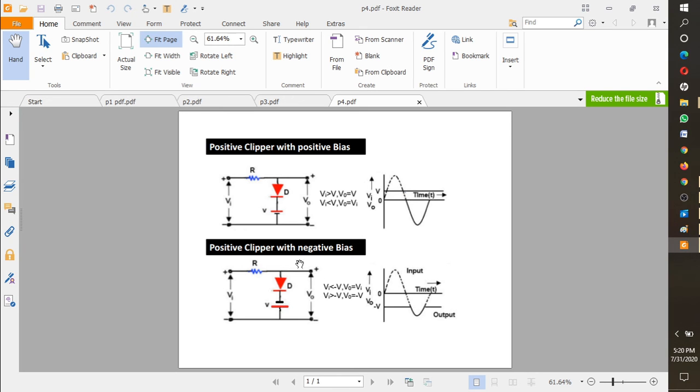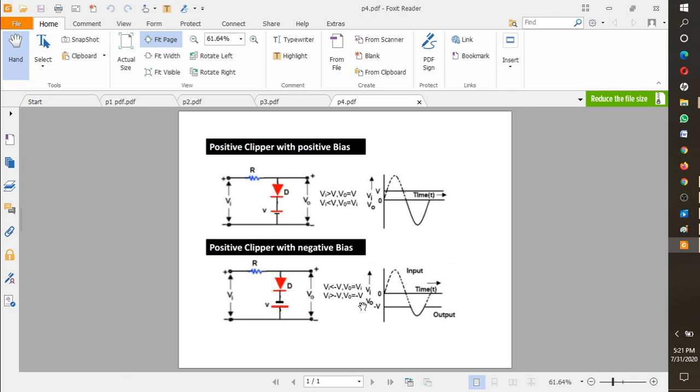Now this is a positive clipper circuit with negative bias. In this case, for input voltage less than the applied reference voltage minus V, the diode is reverse biased. As a result, this path is open circuited and output will be equal to the input voltage, as it is clear from the figure. And for Vi greater than minus V, that is the portion above this minus V level, the diode is forward biased, and again under ideal diode approximation, it will be minus V at the output.